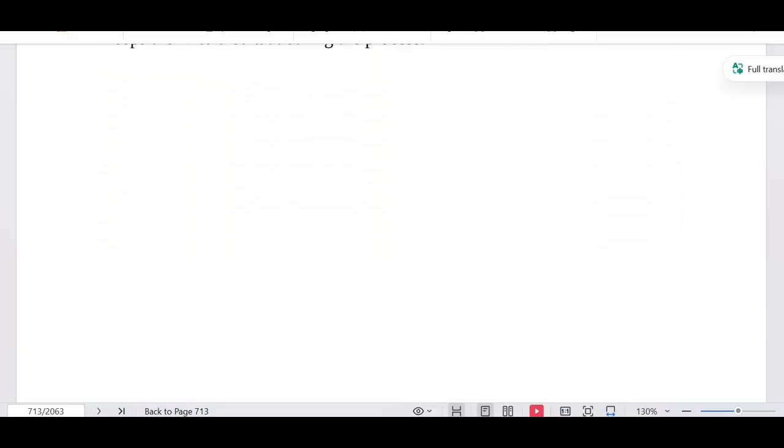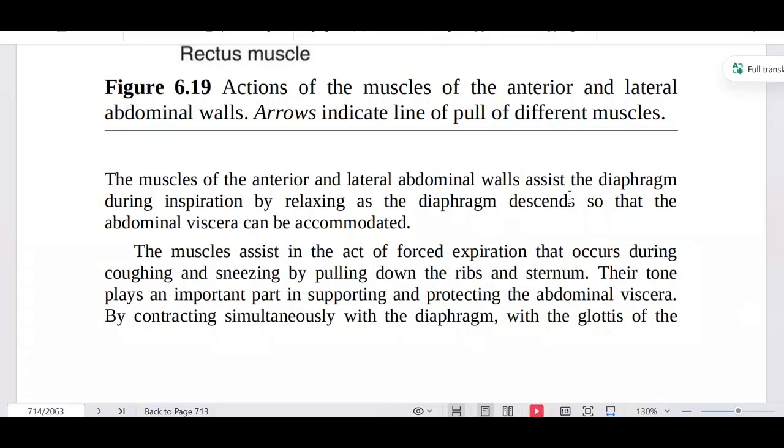Now let's move further. The muscles of the anterior and lateral abdominal wall assist the diaphragm during inspiration by relaxing as the diaphragm descends, so that the abdominal viscera can be accommodated. When the diaphragm contracts, it converts into a more flattened shape, and that creates more space in the abdominal cavity, which accommodates the abdominal viscera.